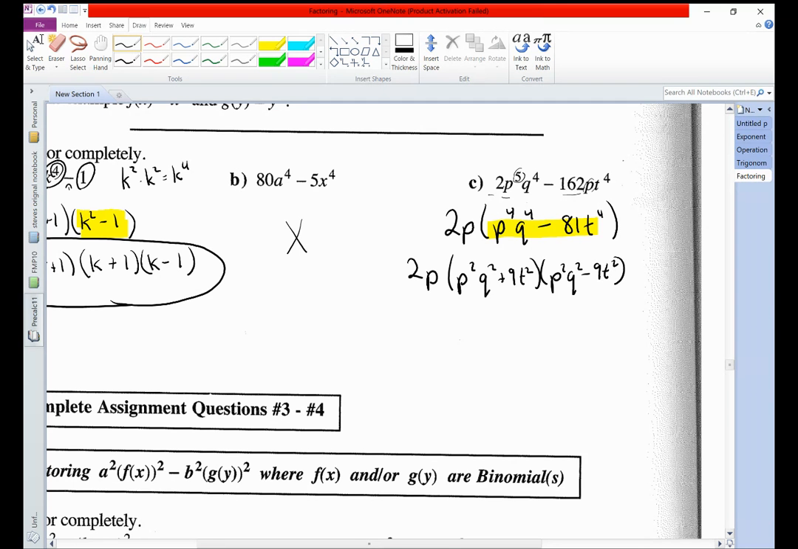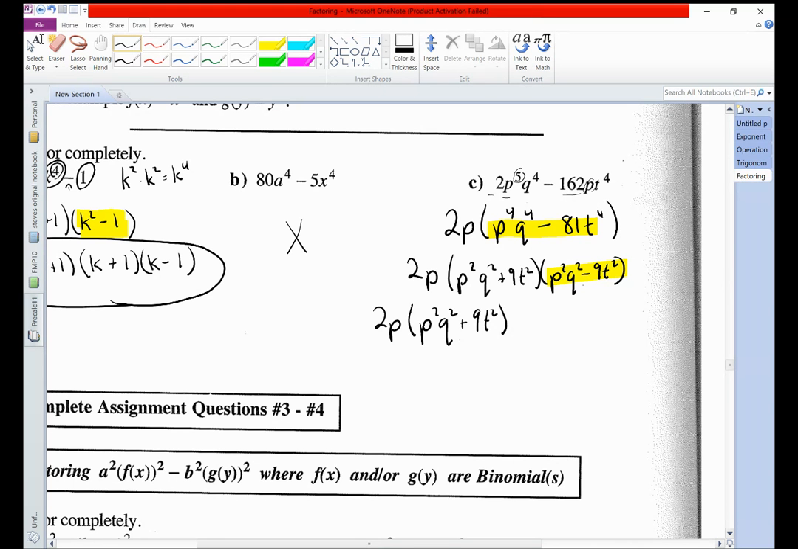Can't really factor anything else out, but you can see that this one is a perfect square because p squared is a perfect square, q squared is a perfect square, 9 is a perfect square, and t squared is a perfect square. And it's a subtraction. So now we're going to have 2p, and then we're going to have p squared q squared plus 9t squared.